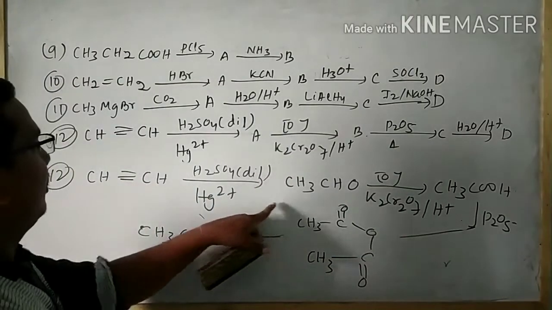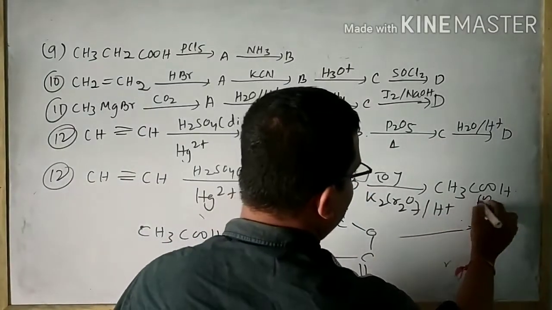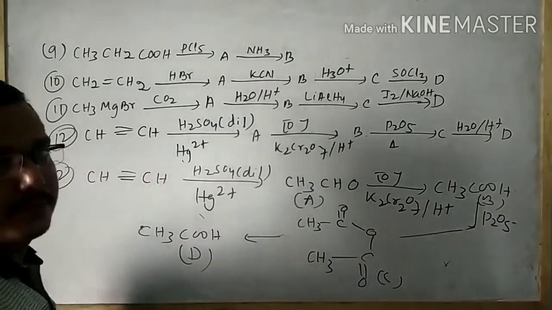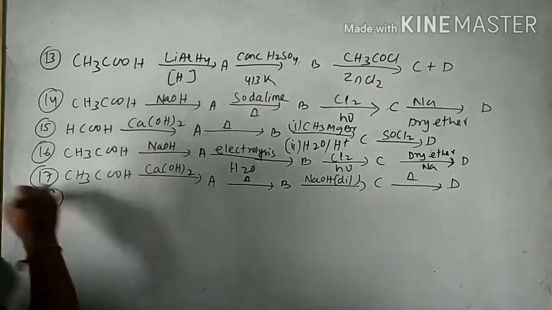This is said to be product A. This is said to be product B. Next is this is your C. This is your D. Now I will solve the 13 number question.